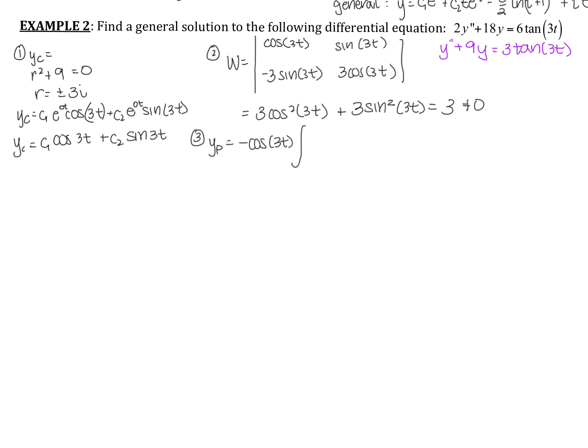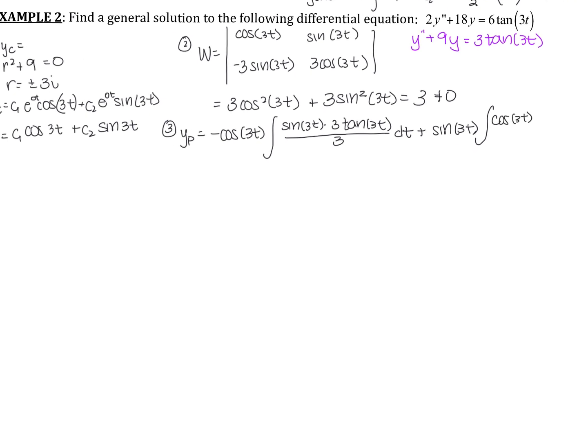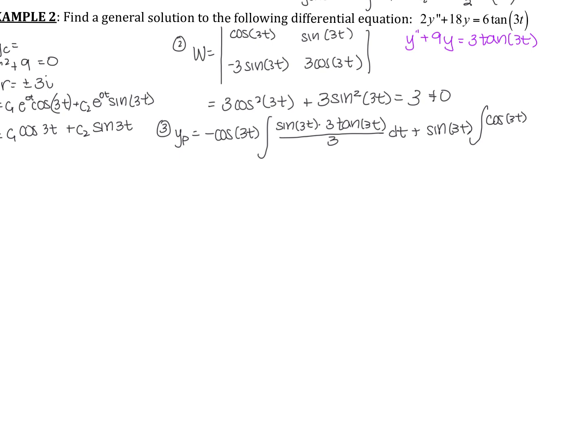My y sub 2 is the sine of 3t multiplied by the g of t, which is 3 tangent 3t, divided by the Wronskian, which is 3, plus y sub 2 is sine of 3t times the integral of cosine of 3t times 3 tangent 3t over 3 dt. Did not write small enough, sorry. So let's clean this up a little bit because I've got to try to find a way to integrate this.